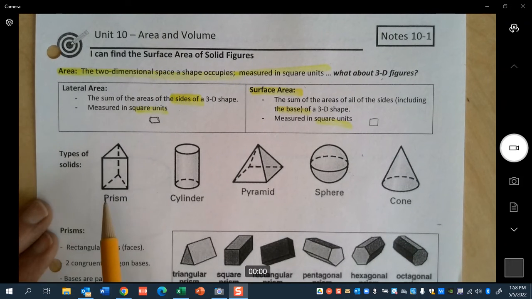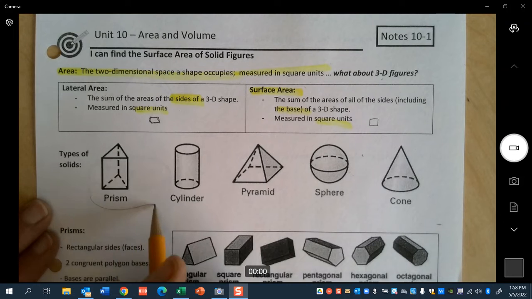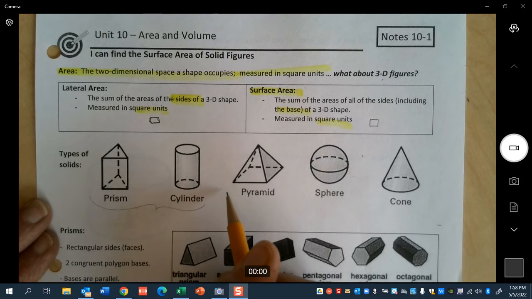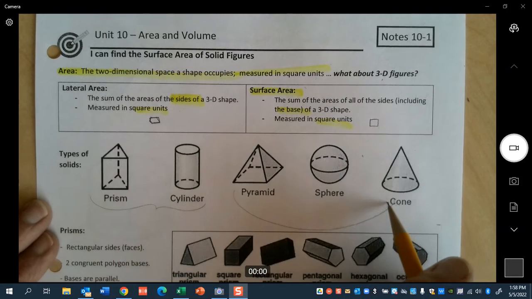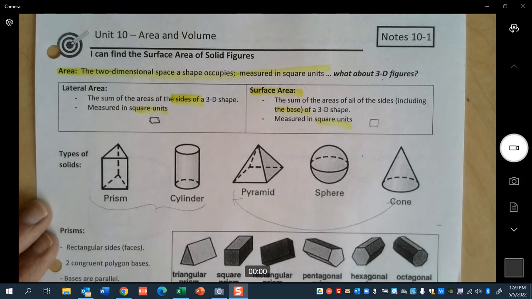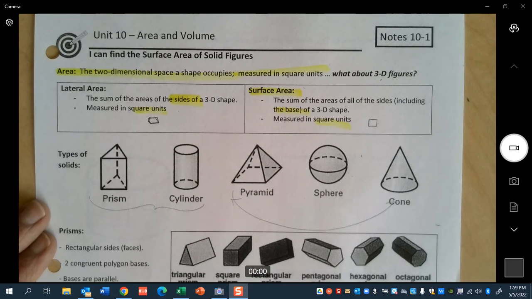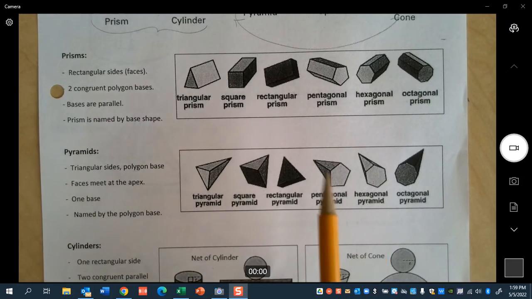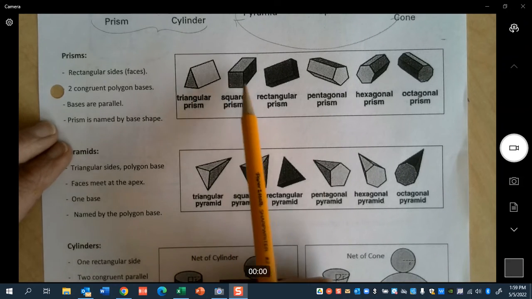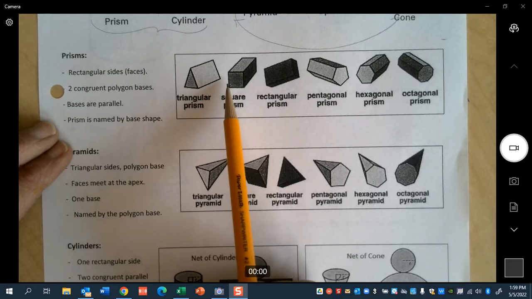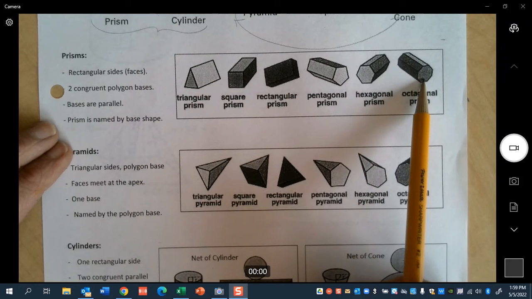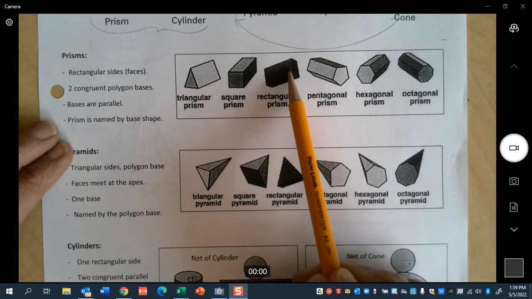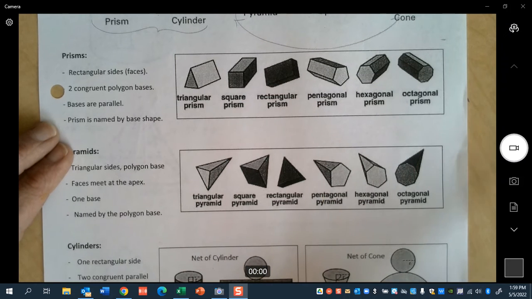So again, when we talk about our prisms and cylinders, we can see the similarities there. When we talk about our pyramids and our cones, we can see the similarities there. And then, of course, our spheres we're going to come back to next lesson. When you talk about prisms, again, the prisms are named by the shape that's on the bottom. So triangular, square, pentagonal, hexagonal, octagonal, you can see that. A rectangular prism, we would have to be told which is the base, since they're all rectangles.